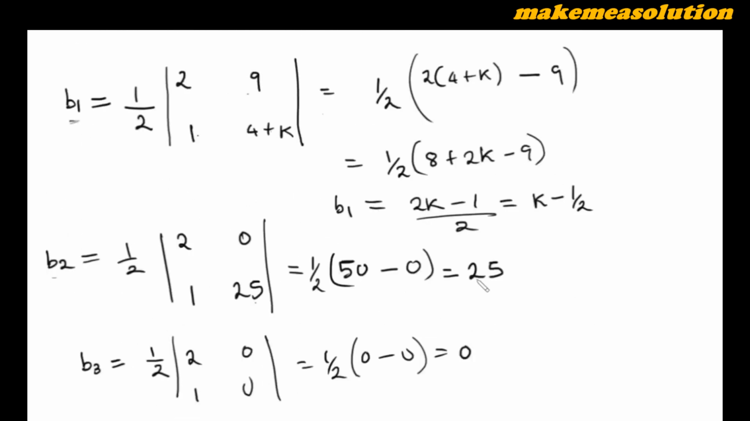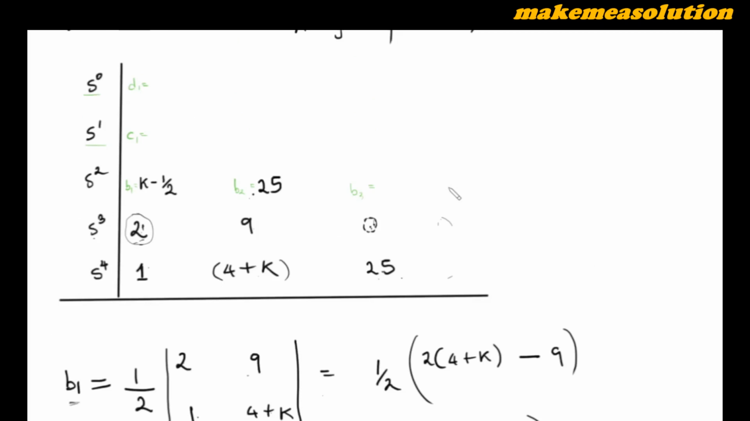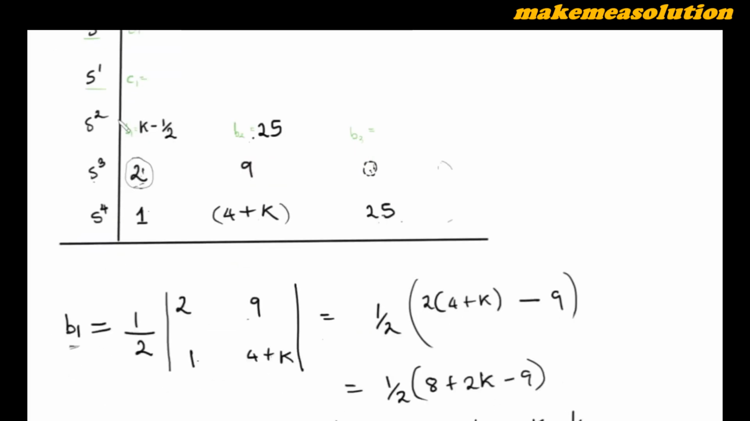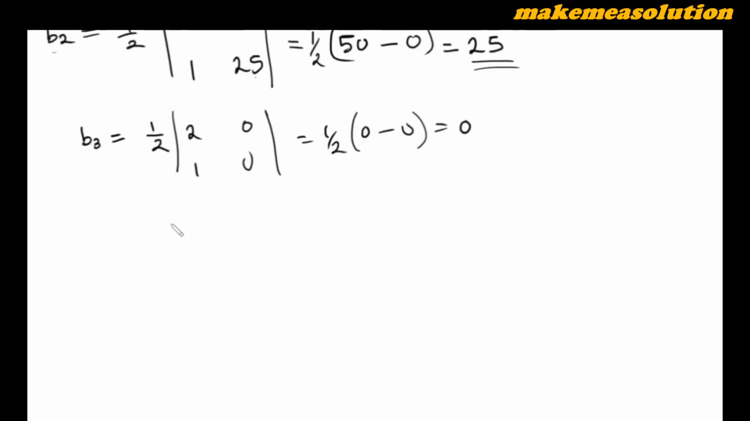So the only two values I have are my b2, which is 25, and my b1, which is (K minus 1) over 2. So I've gotten this one and this one, and I'm good to go. So I need to go and find what? C1. To find C1, remember C1 would depend on this value over here. So this is how we find C1. Our C1 is now going to be 1 all over (K minus 1) over 2, and we'll now find our determinants.